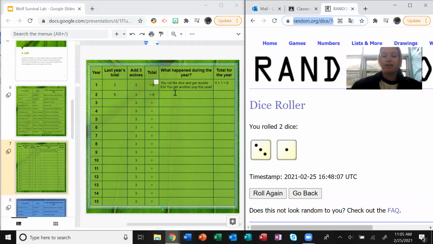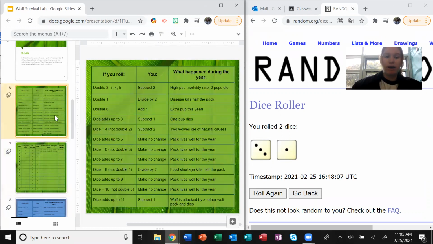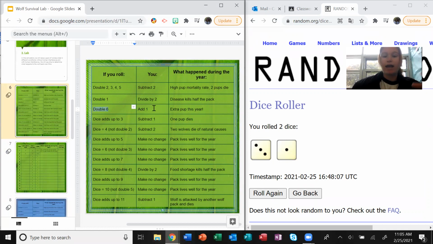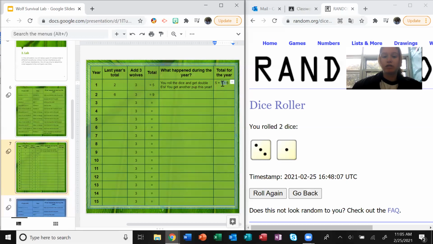And then we rolled the dice. We got 2 6s, double 6s. And we basically went back to this sheet and said, okay, if I get a double 6, I add 1. I get an extra pup this year. Great. So then I add 1 to the population. That totals to 6. That means I start year 2 off with 6 pups. Every year you're going to add 3 pups because obviously these 3 wolves have had babies. So we got 3 pups to add to the population. That makes a total of 9.